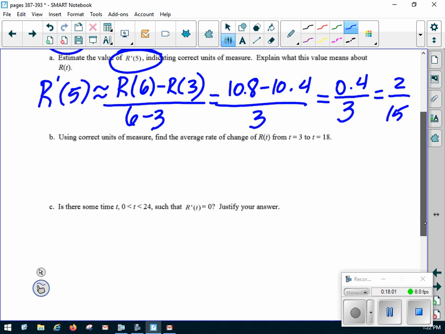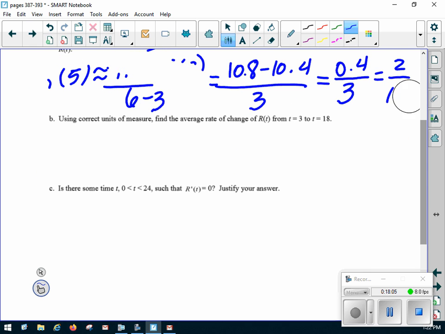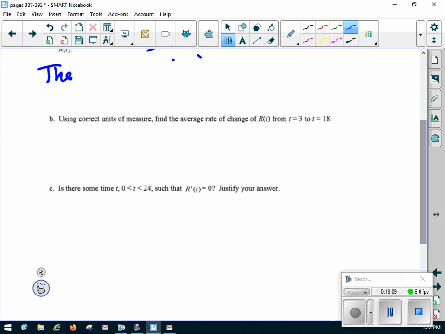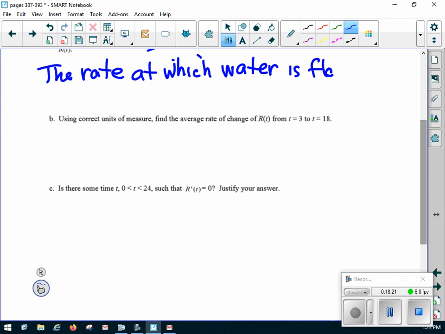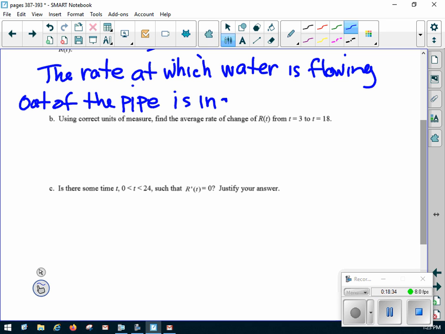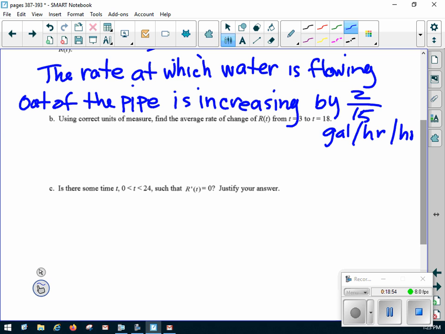So you're going to say, let me just write it here: the rate at which water is flowing out of the pipe is increasing, because you took the derivative of a rate, by 2/15 gallons per hour at time 5.